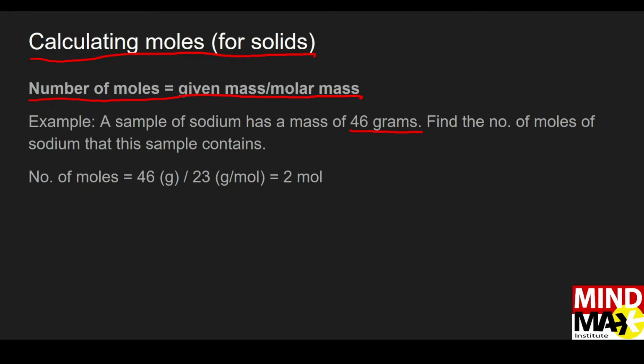So the molar mass of sodium would be 23 grams per mole. Now, why do we write grams per mole? Because it contains 23 grams in 1 mole. So every mole contains 23 grams. That's why the unit is grams per mole. And the given mass is 46 grams as per the question. So you put that in the formula, you get 2 moles.